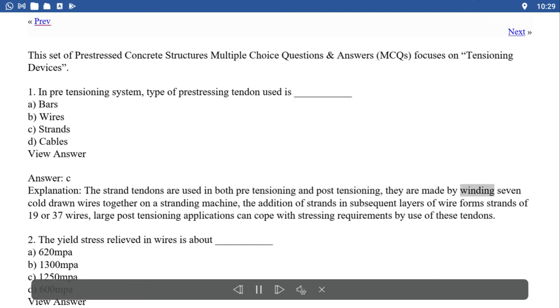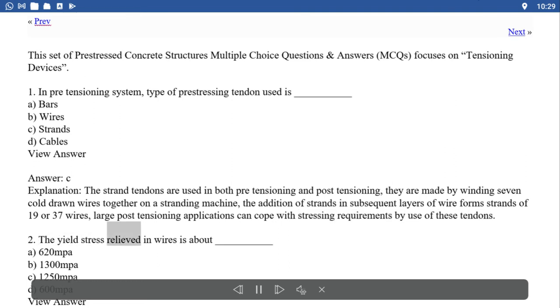They are made by winding 7 cold-drawn wires together on a stranding machine. The addition of strands in subsequent layers of wire forms strands of 19 or 37 wires. Large post-tensioning applications can cope with stressing requirements by use of these tendons.